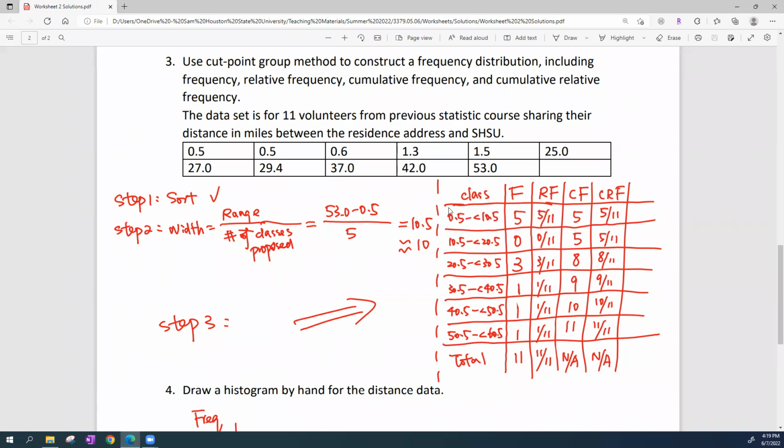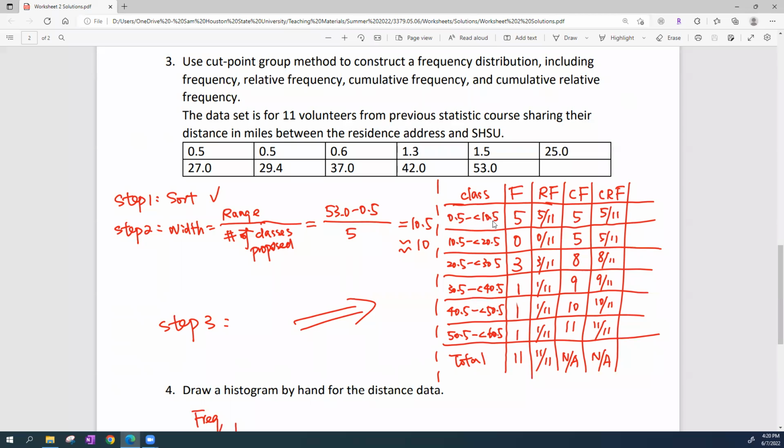So the lower limit starts from the smallest number in the data set, 0.5, and then plus the width, right? We decide to choose 10 to be the width. So 0.5 plus 10, that's 10.5. So that's the lower limit and then upper limit for the first class. 0.5 to anything smaller than 10.5. So up to 10.5, but not including 10.5 in this class. That's because we want to include 10.5 for the next one. Otherwise, there's overlap, right? For classes, we don't want any overlap.